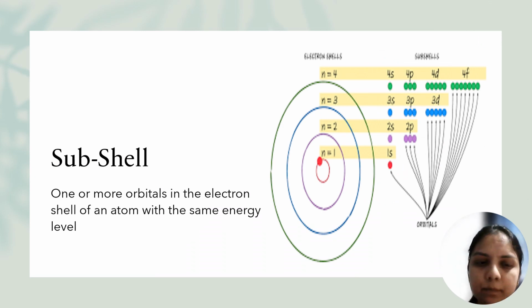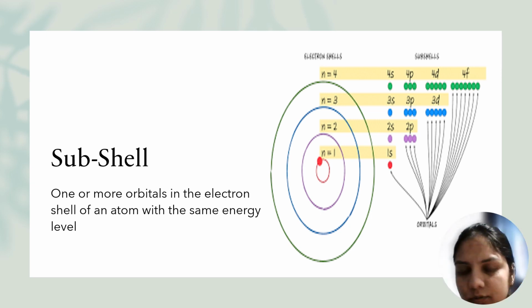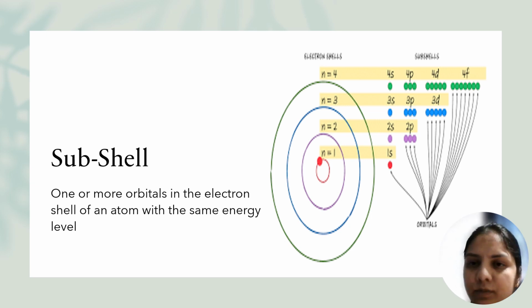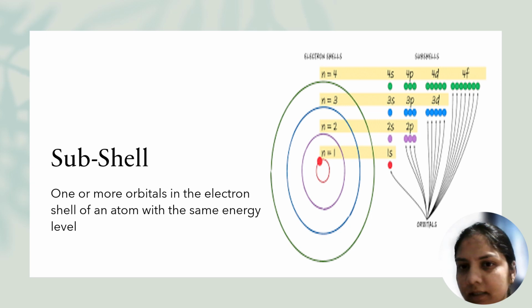Now what is a subshell? One or more orbitals in an electronic shell of an atom with the same energy level is called a subshell. And look here in the diagram. Always keep one thing in mind: whatever the principal quantum number, that many subshells are arranged in it. If n equals 1, it has only one subshell. If n equals 2, it has two subshells, that is 2s and 2p. We will discuss it a little bit later on. n equals 3 means 3 subshells. n equals 4 means 4 subshells.